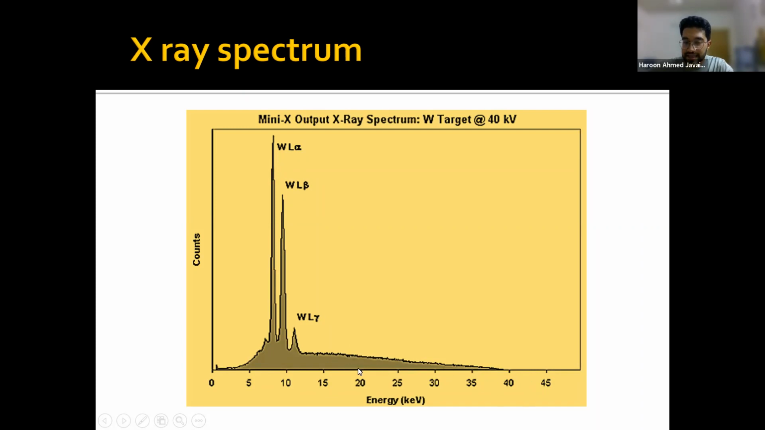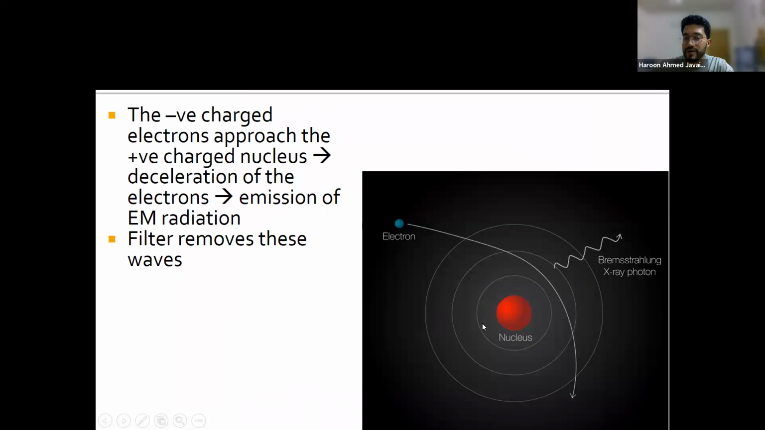So why is this part of the graph produced? Because it's produced due to this mechanism. The mechanism is that an electron will slow down once it's approaching the atom, and it will change its direction. And while it's slowing down and changing direction, there's going to be a release of photons.